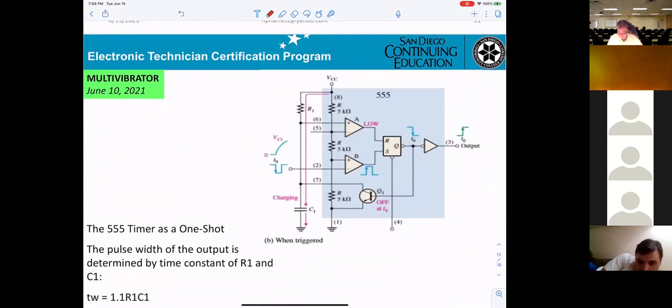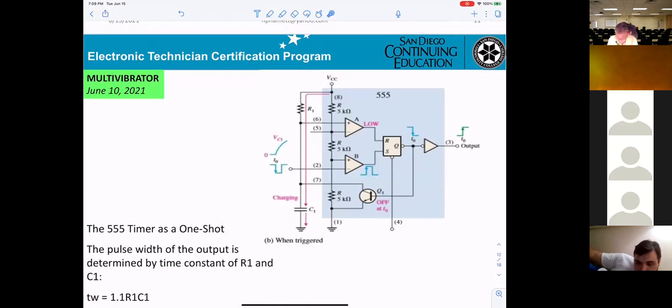Now I'll just go quickly to this one and then we'll stop. First thing, you can see the 555 timer as a one shot. The pulse width of the output is determined by the time constant of R1 and C1. Still the same formula here. Now try to see what happened.